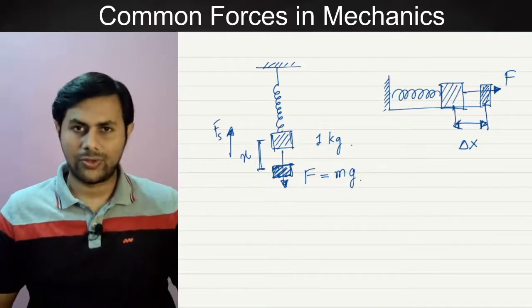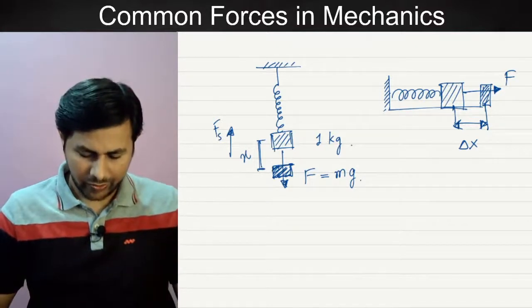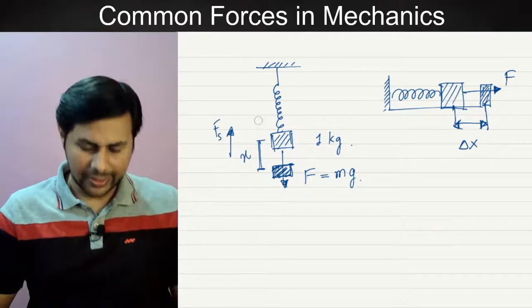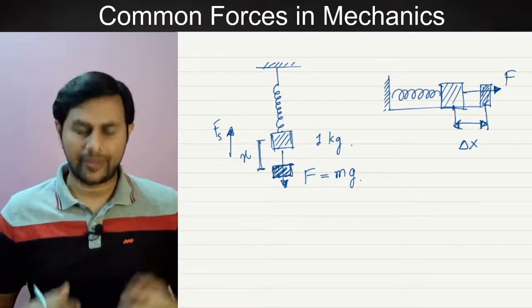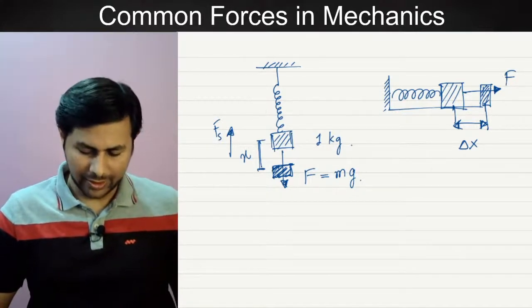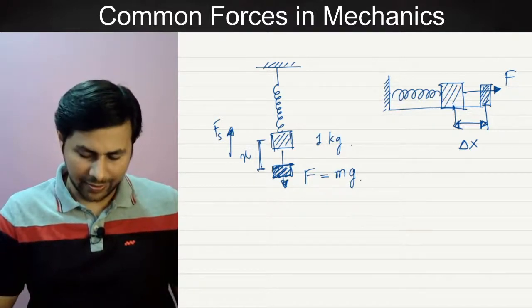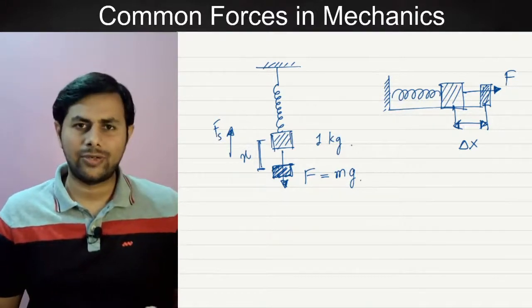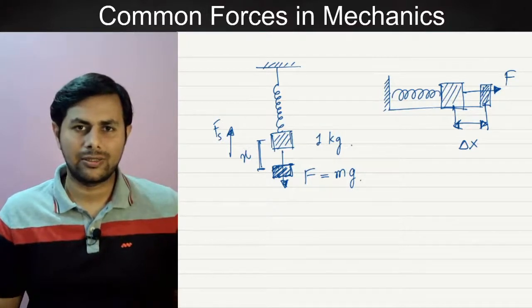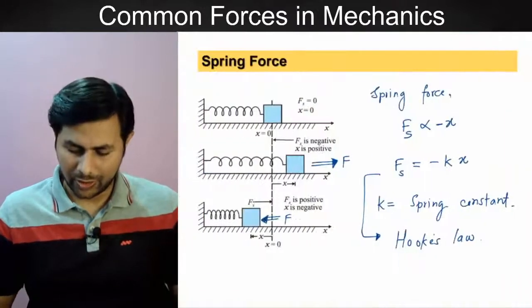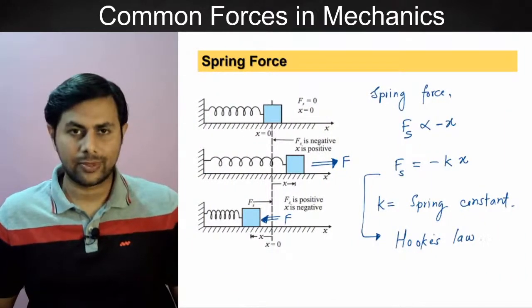Okay, so what we did is we found that for 10 newtons the spring gets elongated by the displacement x. For 20 newtons, how much will it be? The elongation in the spring will be 2 times of x. How do we know this? We know this from Hooke's law.